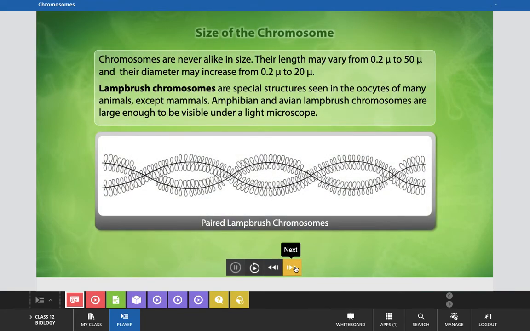If we want to know about the size of chromosomes, they are never alike in size, and their length may vary from 0.2 micron to 50 micron, and their diameter may vary from 0.2 micron to 20 micron. Lampbrush chromosomes, a pair of which is shown here, are special structures seen in the oocytes of many animals except mammals. Amphibian and avian lampbrush chromosomes are large enough to be visible under a light microscope. That means they can be that much longer in size also.